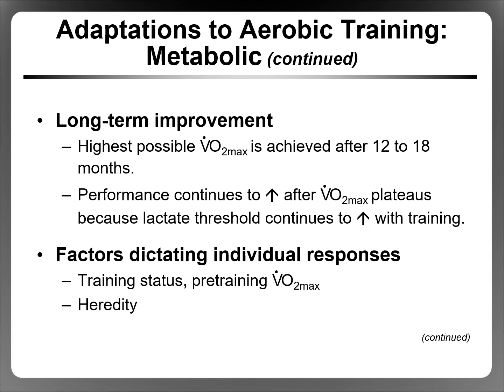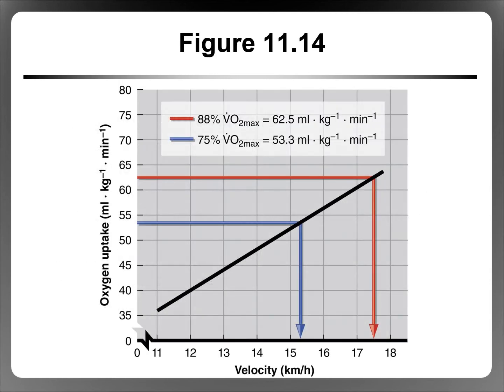Factors that are going to dictate our individual responses to metabolic factors and improving performance are pretty much going to be your training status. So were you fairly active to begin with, or were you very sedentary? Your pre-training VO2 max, and then just general genetics. Do you have the genetic capacity to be good at endurance?